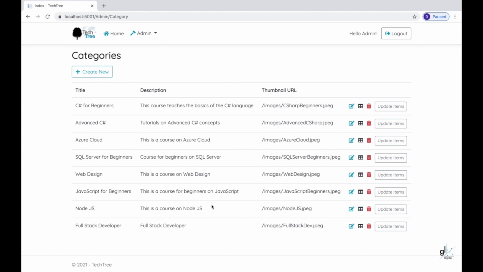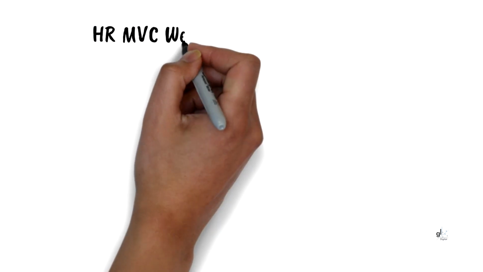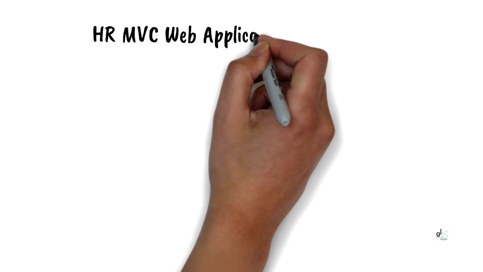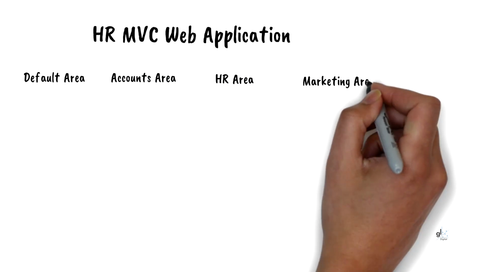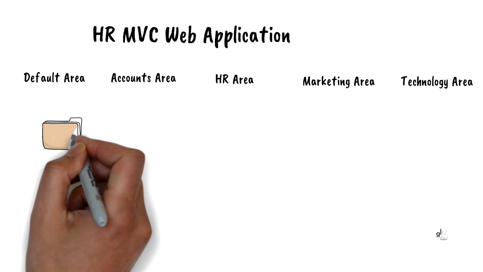For example, if a group of developers were to create an ASP.NET MVC application for a large organization's HR department, where each department had varying requirements, it may be wise to separate this HR MVC web application into areas based on department. For example, you'd have an area for the accounts department, an area for the human resources department, an area for the marketing department, an area for the technology department, etc.